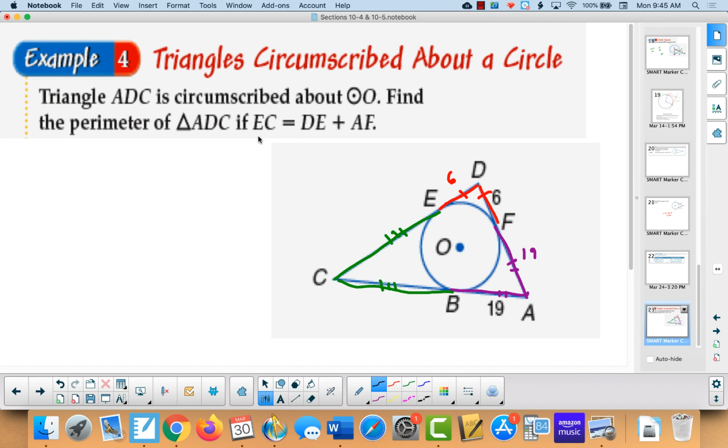And I know that EC is equal to DE plus AF. So that's 6 plus 19, or 25. And this one also has to be 25. So to add all those together to get the perimeter, $100.